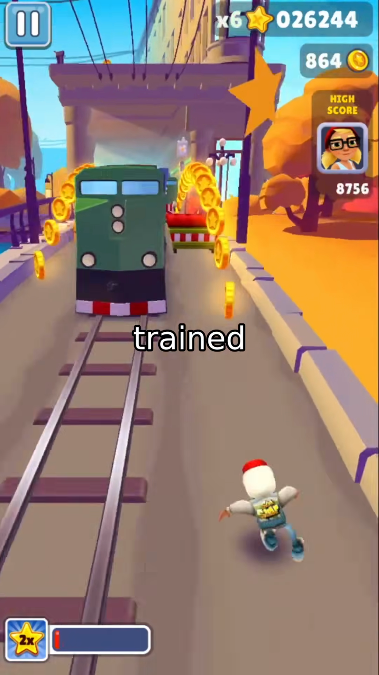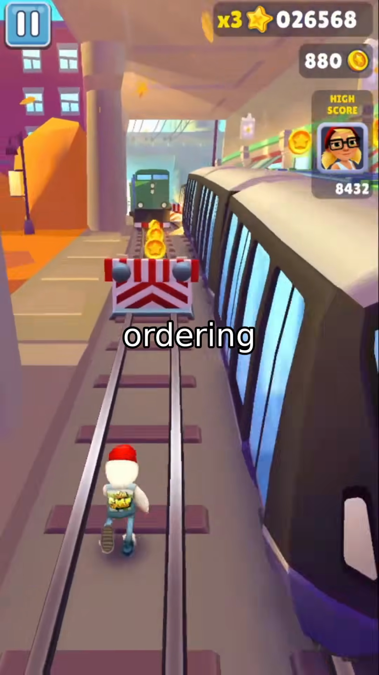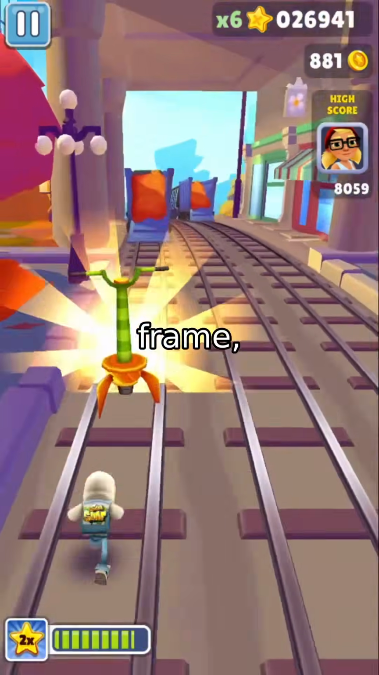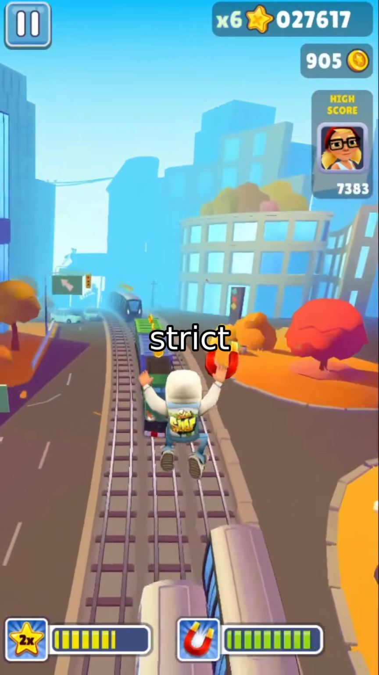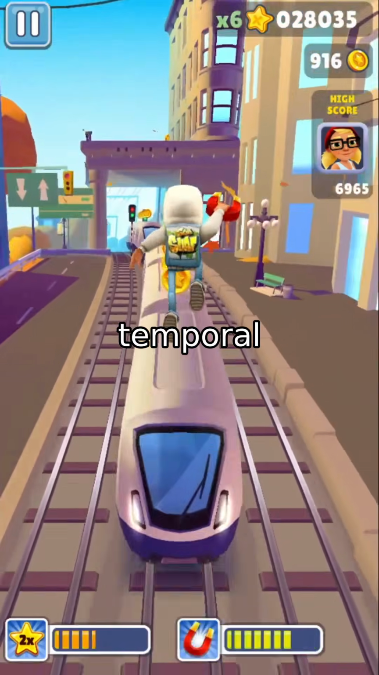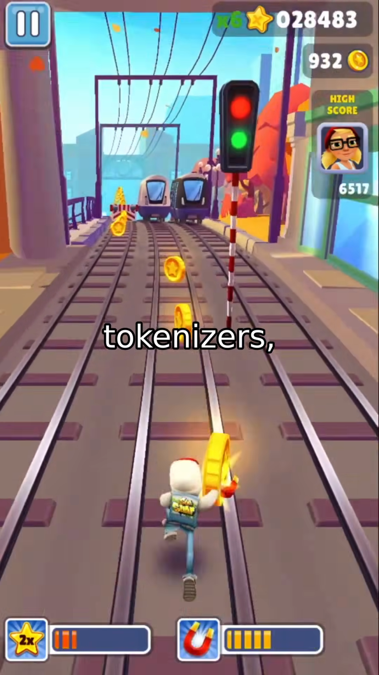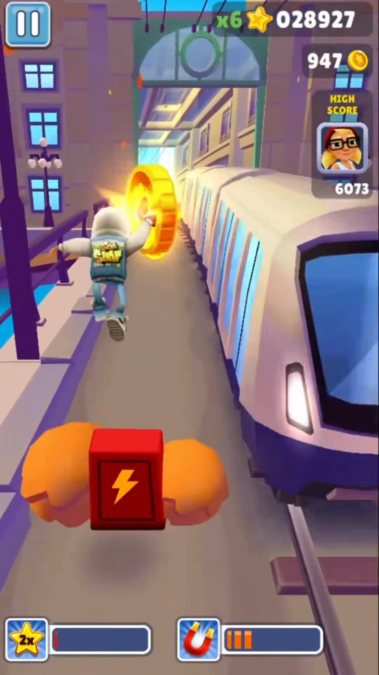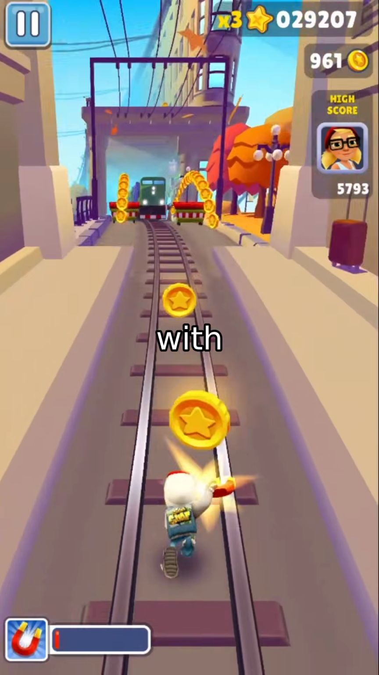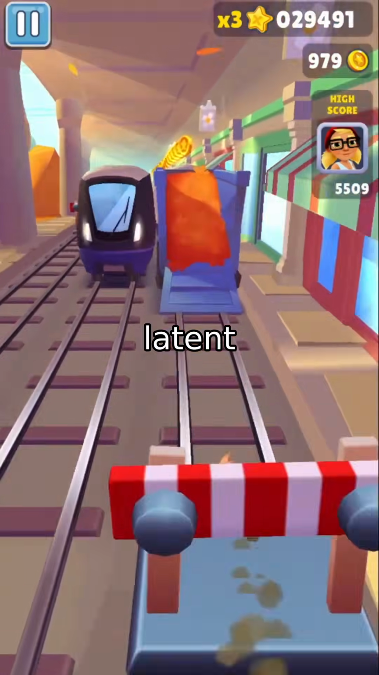The representation is trained with two complementary losses, an ordering loss that anchors transitions to the start frame, and a radial margin loss that enforces strict monotonic radius growth relative to temporal offset. For discrete tokenizers, this translates to a factorized codebook. A single shared radial index is paired with multiple normalized direction indices per latent slot.